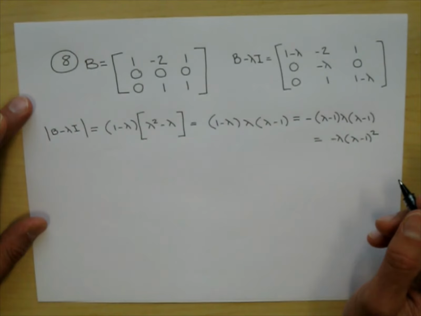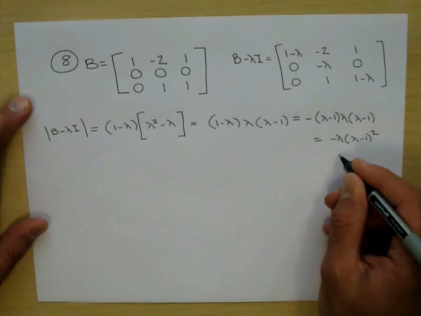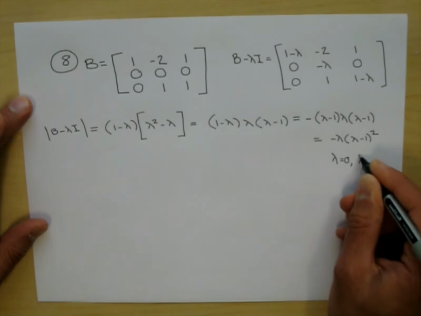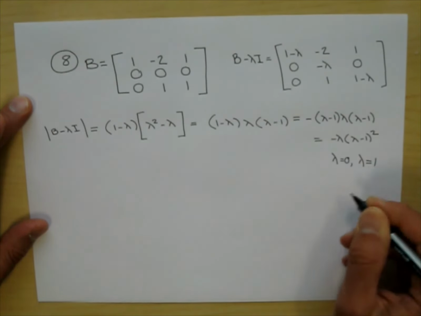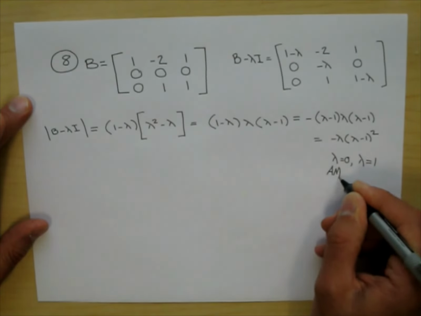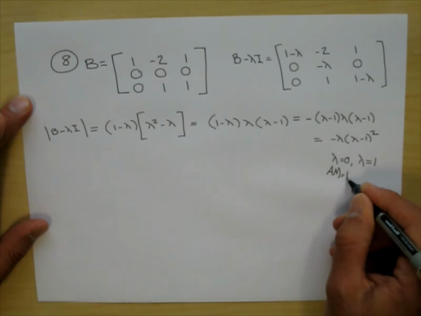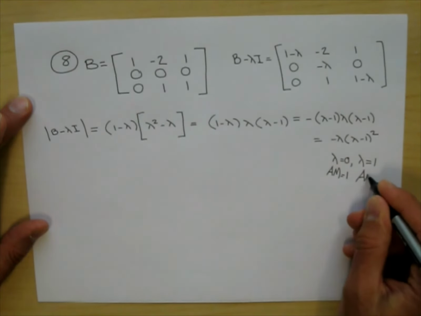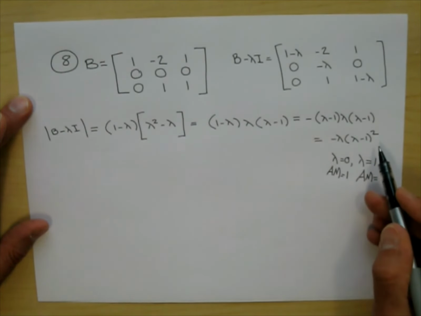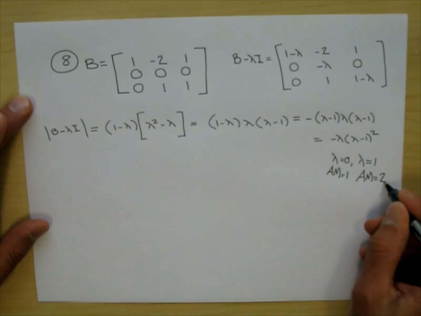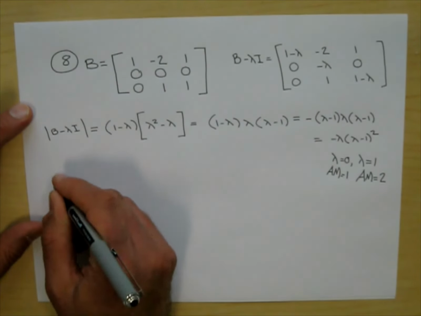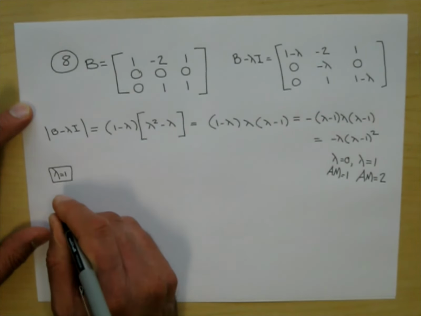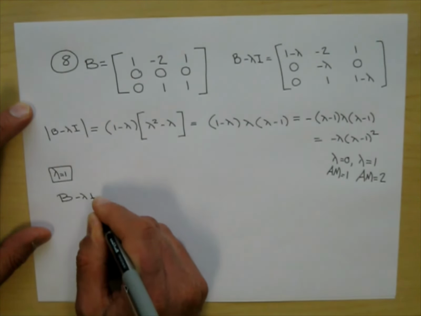So my eigenvalues are lambda equals 0, lambda equals 1. The algebraic multiplicity of the first one is 1. There's a 1 power up there. And the algebraic multiplicity of the second one is 2. Let's go ahead and go lambda equals 1 and see what B minus lambda I looks like.